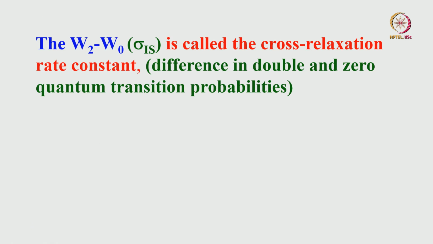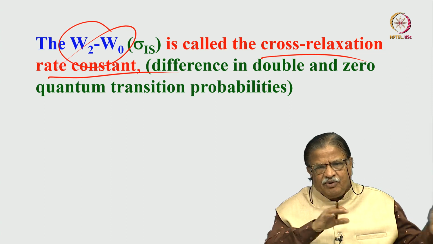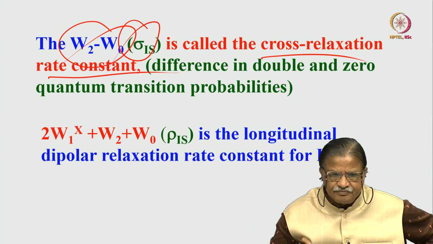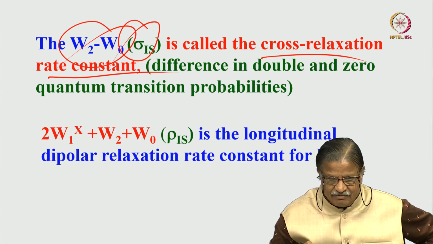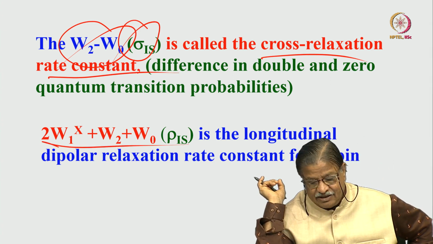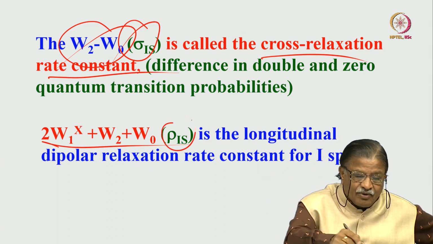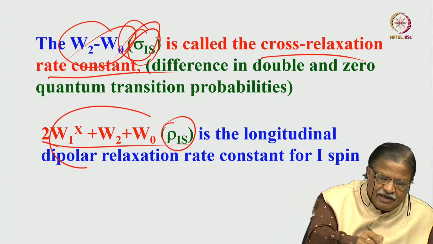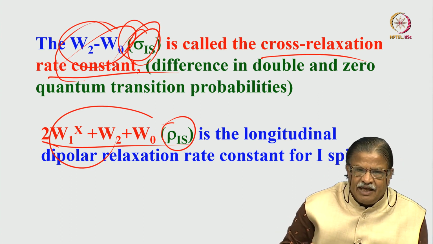And W2 minus W0 is called the cross relaxation rate constant. This is the difference in double and zero quantum transition probability. If we find the difference between the transition probabilities W2 and W0, that is called the cross relaxation rate constant. The denominator is the sum of all three terms. This is the longitudinal dipole relaxation rate constant, rho, and this is sigma. These are the two factors which contribute to NOE. This is the denominator, and the cross relaxation term is in the numerator.